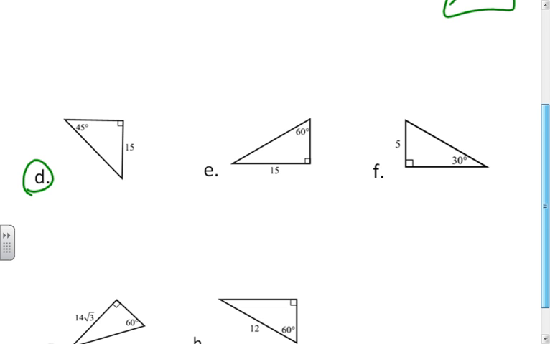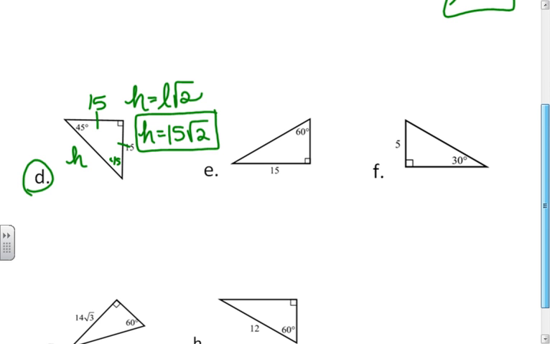Our next example is D. So in this case, this is my 45, this is a 45, so these are my legs. So this one is also 15. My hypotenuse is unknown. Hypotenuse is the leg times the square root of 2. So my hypotenuse is 15 square roots of 2. So that's how the formula works when you're dealing with a 45-45-90 triangle.